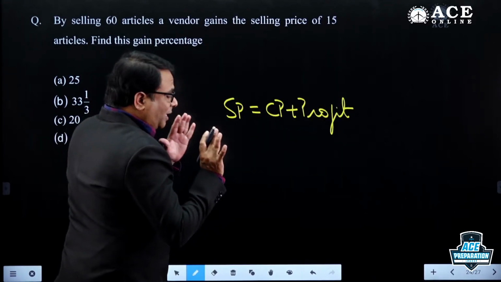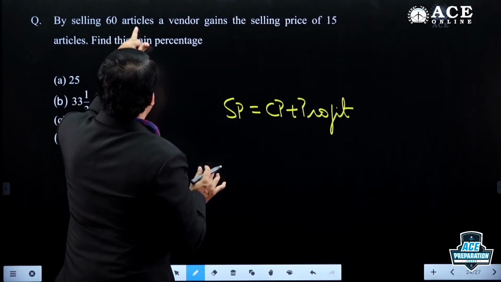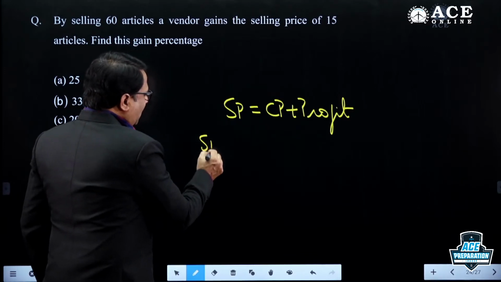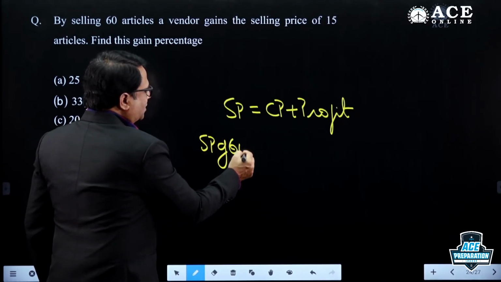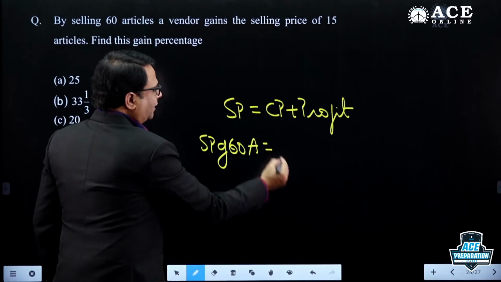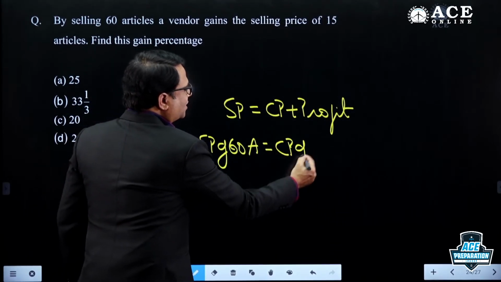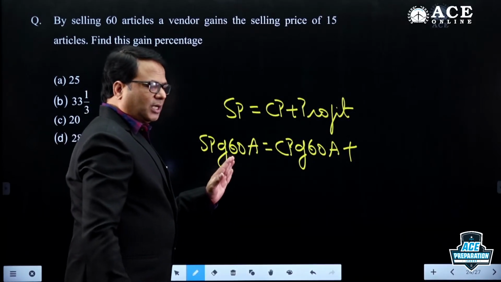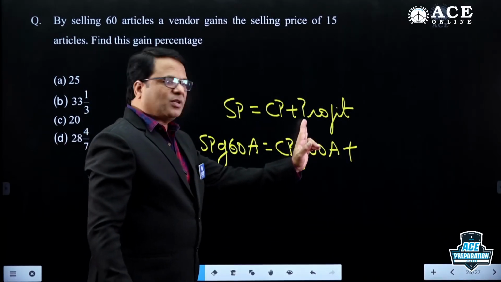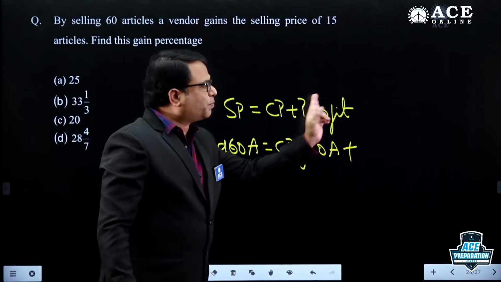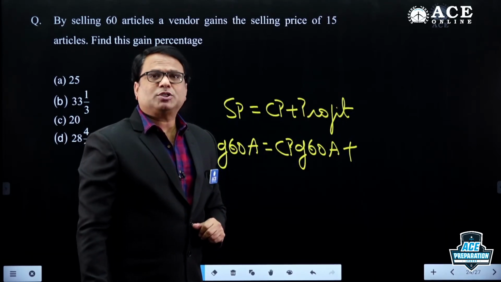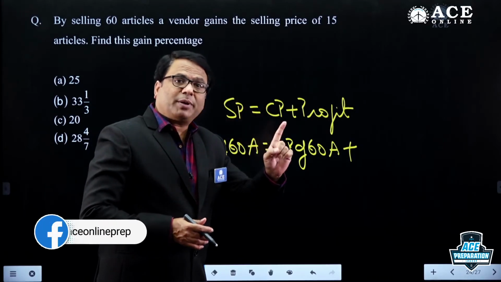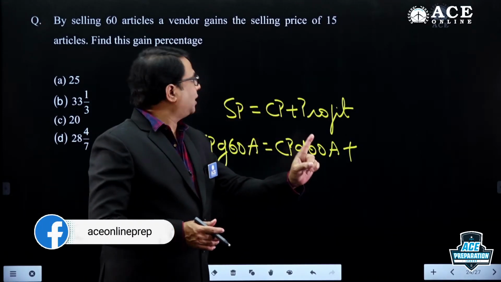Now, totally how many articles are sold? 60 articles are sold. It is clearly given 60 articles are sold. That means selling price of 60 articles is how much? It is equal to cost price of 60 articles plus profit. And how much is profit? It's clearly given. Profit is equal to selling price of 15 articles.